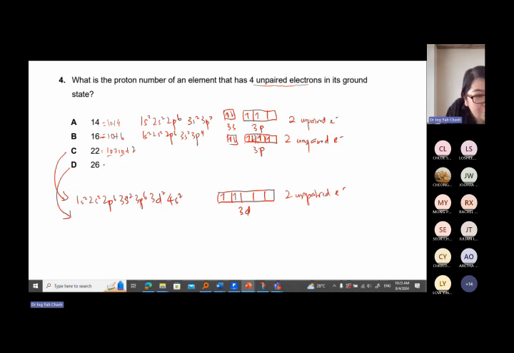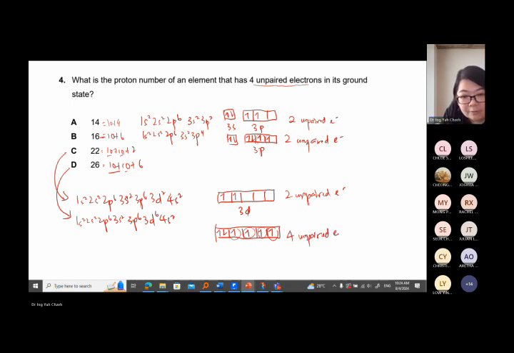Let's check. So 26, 10 plus 10 plus 6. So 1s2, 2s2, 2p6, 10 electrons done. 3s2, 3p6, 4s2, another 10 done. 6 more, 3d6. So draw 5 boxes for the 3d subshell and put in the 6 electrons. 1, 2, 3, 4, 5, and 6. This box has 2 electrons, paired electrons. So 1, 2, 3, 4. 4 unpaired electrons. That is why they say 4, right?